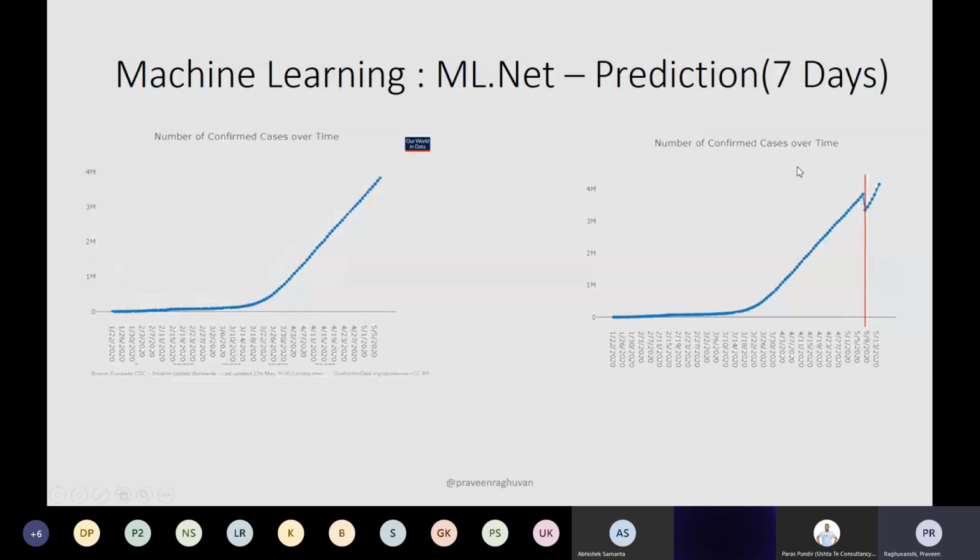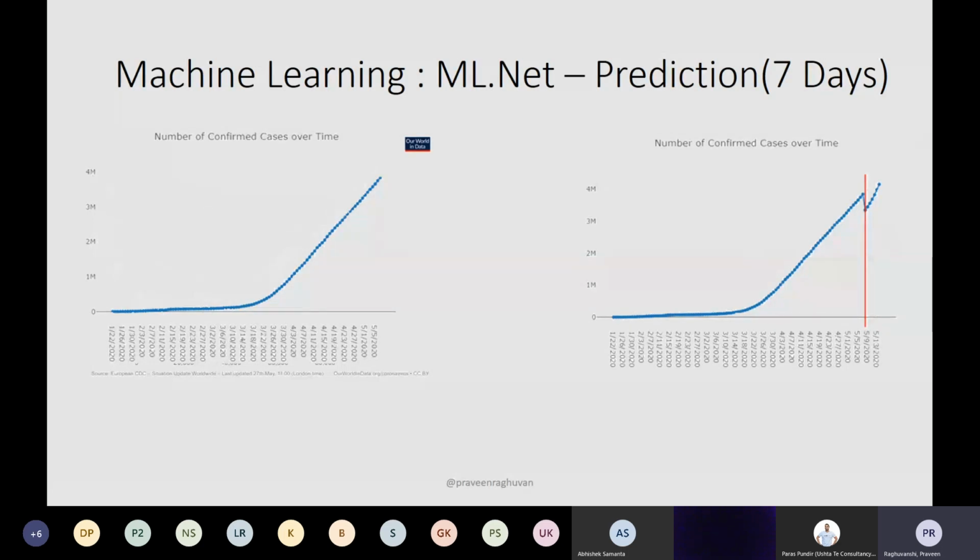The prediction is never 100% correct, so there will always be some variation. That is the reason we have some variation here in the prediction part. But it gives you a good idea of how the trend will be.